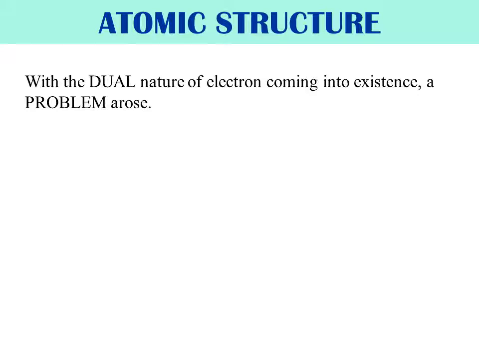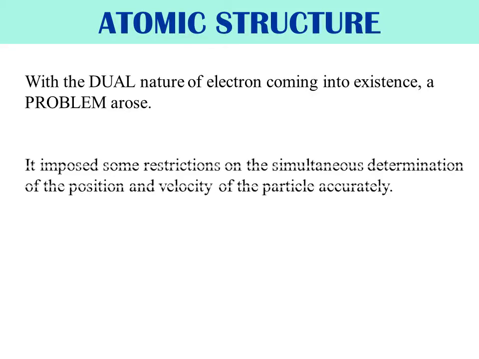Now, as I said, with the dual nature of the electron coming into existence, a problem arose. What was the problem? It imposed some restrictions on the simultaneous determination of the position and velocity of the particle accurately. Since the dual nature of the particle came into existence, it imposed a restriction that measuring the velocity and the location of the particle at the same time became difficult.